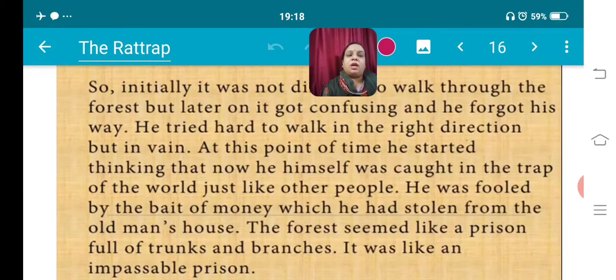At this point of time, he started thinking that now he himself was caught in the trap of the world just like other people. He was fooled by the bait of money which he had stolen from the old man's house. The forest seemed like a prison full of trunks and branches. It was like an impassable prison. Impassable, which is impossible to travel.